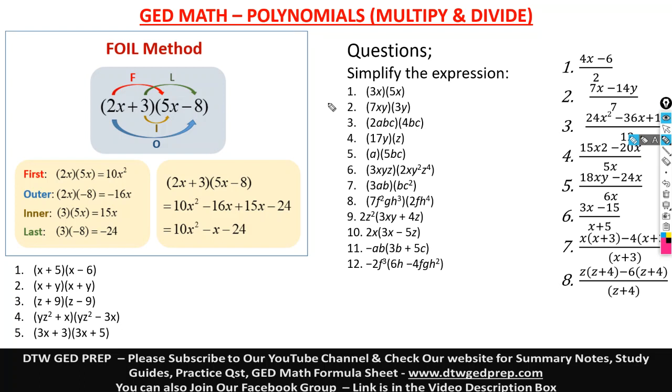Welcome. So in today's video, we're going to be looking at polynomials, multiplying and dividing polynomials. We're going to be looking at the FOIL method in multiplying two binomials. That's expanding the brackets of two binomials. Yes, we're going to do division and multiplication. And please, if you haven't seen the video on adding and simplifying polynomials, please do watch that video. It's a prerequisite to this.